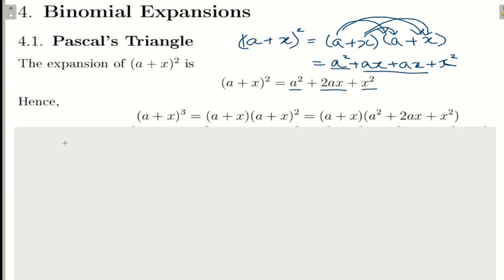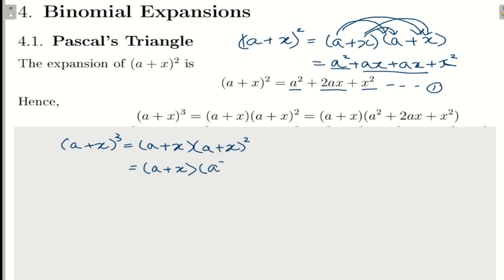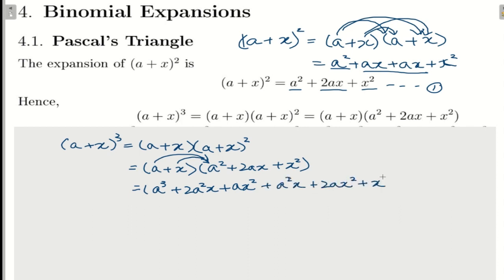And how about (a + x) to the power of 3? It is equal to (a + x) multiplied by (a + x) to the power of 2. So it's equal to (a + x), and this term we have got from the upper equation 1, multiplied by a squared plus 2ax plus x squared. Multiply each term by each other. We have a cubed plus 2a squared x plus ax squared. And for the second term multiplication, we have a squared x plus 2ax squared plus x cubed.